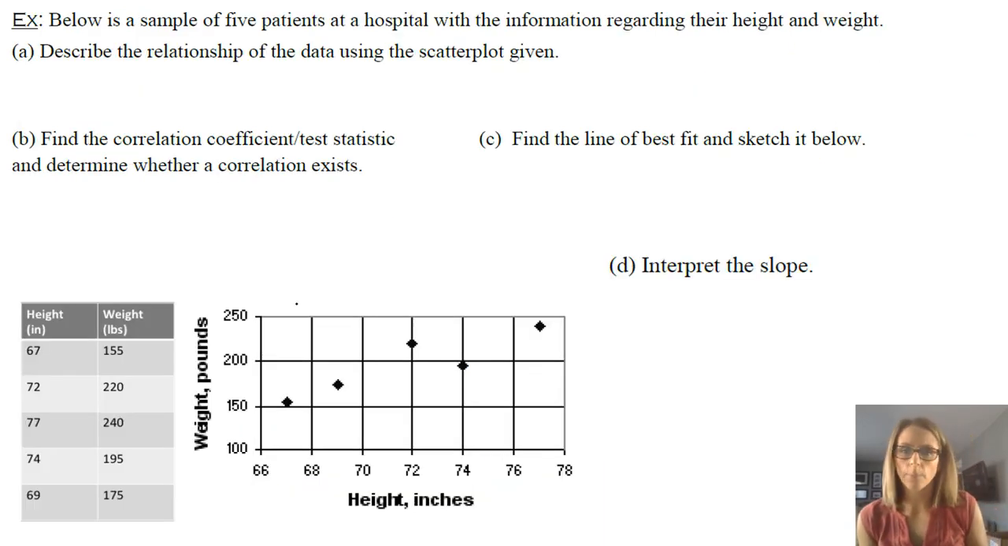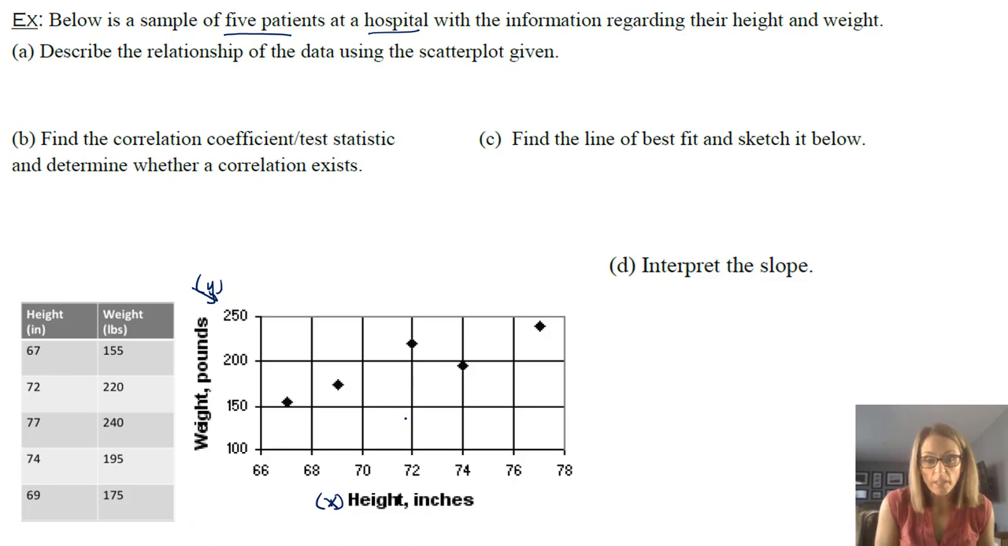So let's take a look at an example here. Notice that I have it written slightly different so that I could fit everything on one page, but everything is there. We have 5 patients at a hospital and the information regarding their height and weight. So notice this is the scatter plot. You have the height, those are considered the x values, and then you have their weight, and those are the y values. And then the idea here is, do those points look like they are approximately in a line? And hopefully you would say, yeah, those points look like they are in a line.